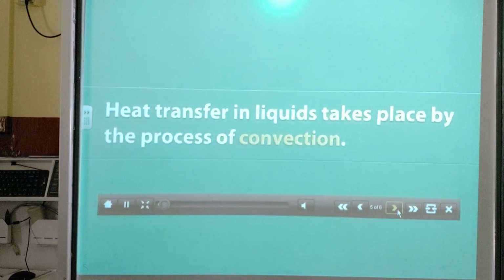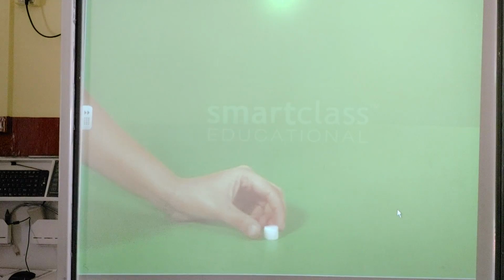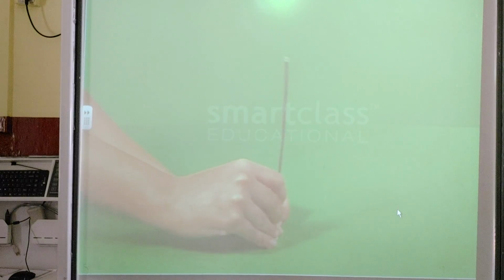Heat transfer in liquids takes place by the process of convection. But what about the heat transfer in gases? Let us see. Observe the smoke coming out of a burning incense stick. The effect may not be as clear as in the case of water. This is because even a slight movement in air can disturb the smoke.